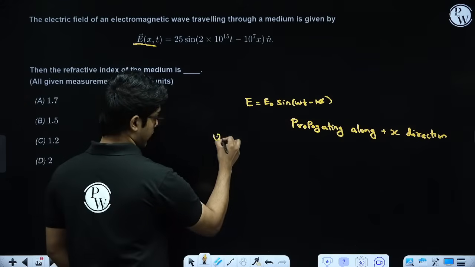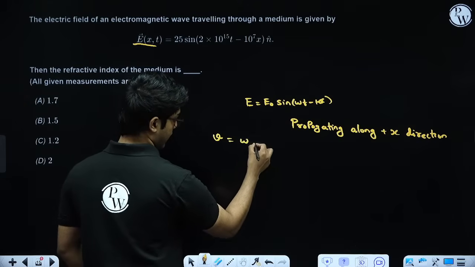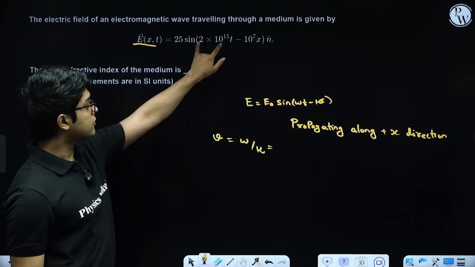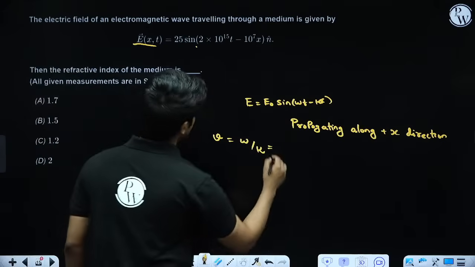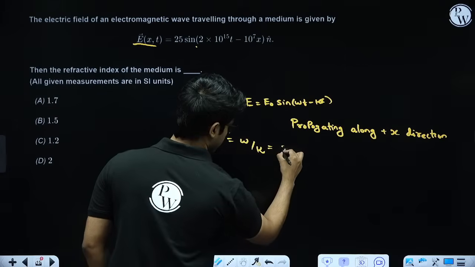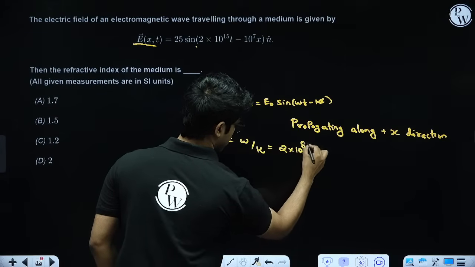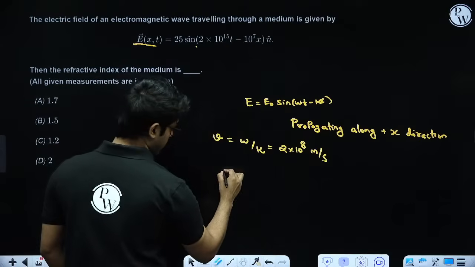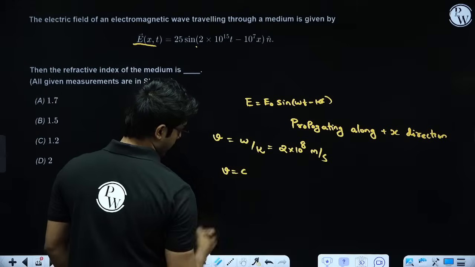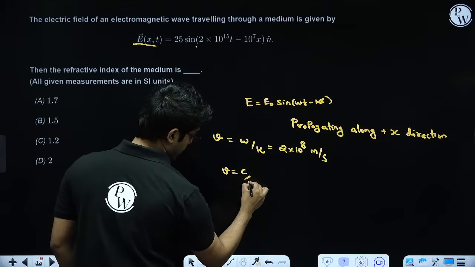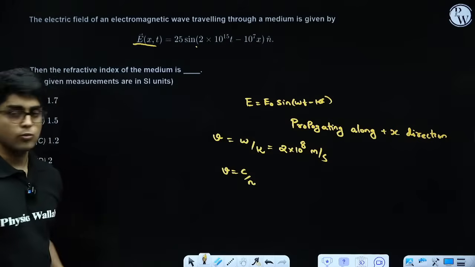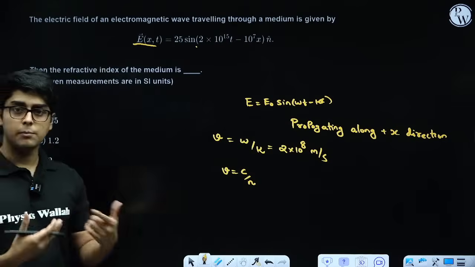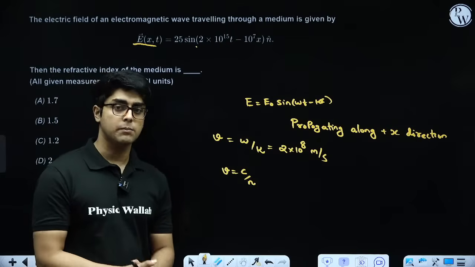The speed of travel of this wave is given to us by omega by k, right? So omega is 2 into 10 to the power 15, k is 10 to the power 7. So if you divide it, you'll get the answer as 2 into 10 to the power 8 meters per second. Okay, now this v is nothing but the speed of light in vacuum divided by the refractive index, right? So whenever we have a medium whose refractive index is n, in that medium, the speed of light becomes c by n.